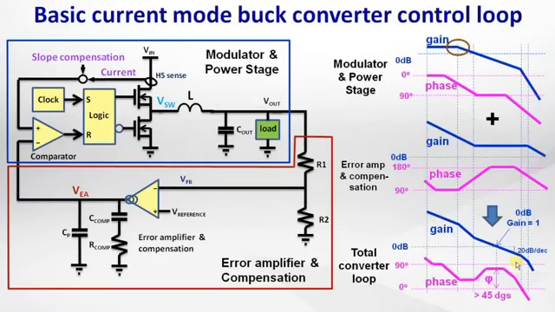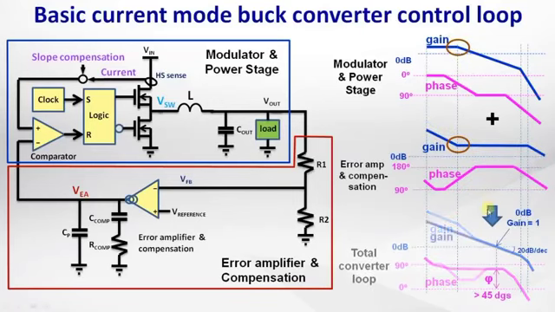When you set the compensator zero frequency to coincide with the modulator load pole frequency, the loop gain drops at a steady 20 dB per decade and the phase is relatively flat.